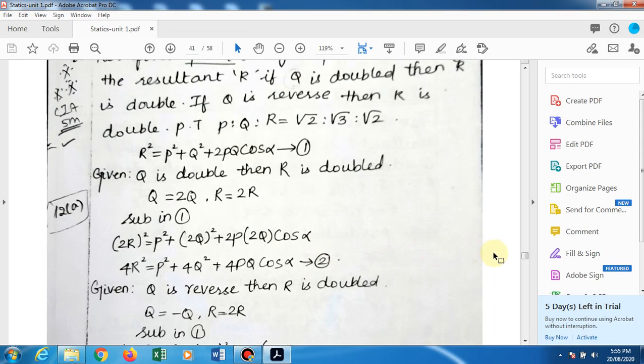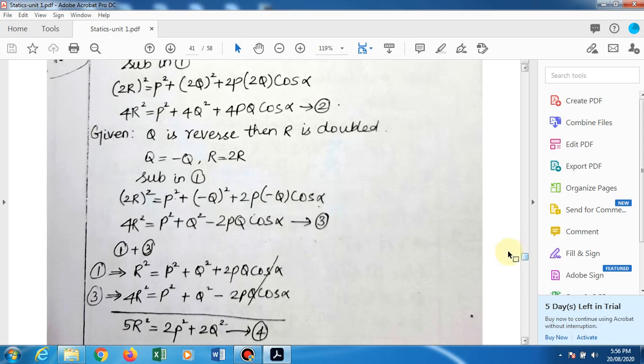Then again, in the question they have given that Q is reversed, then R is doubled. So Q is reversed means Q is equal to minus Q, R is equal to 2R. Then again you substitute that in equation number 1, and you will get this equation.